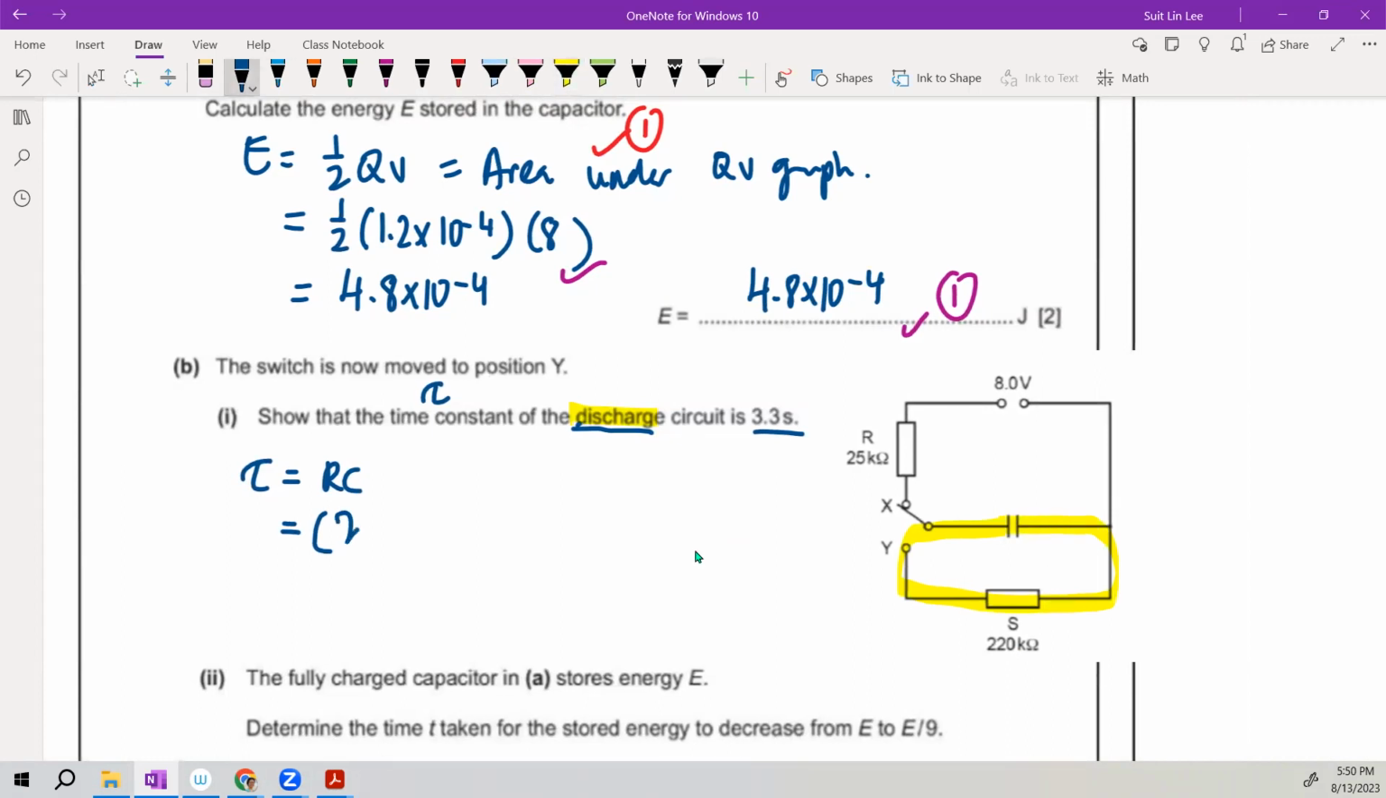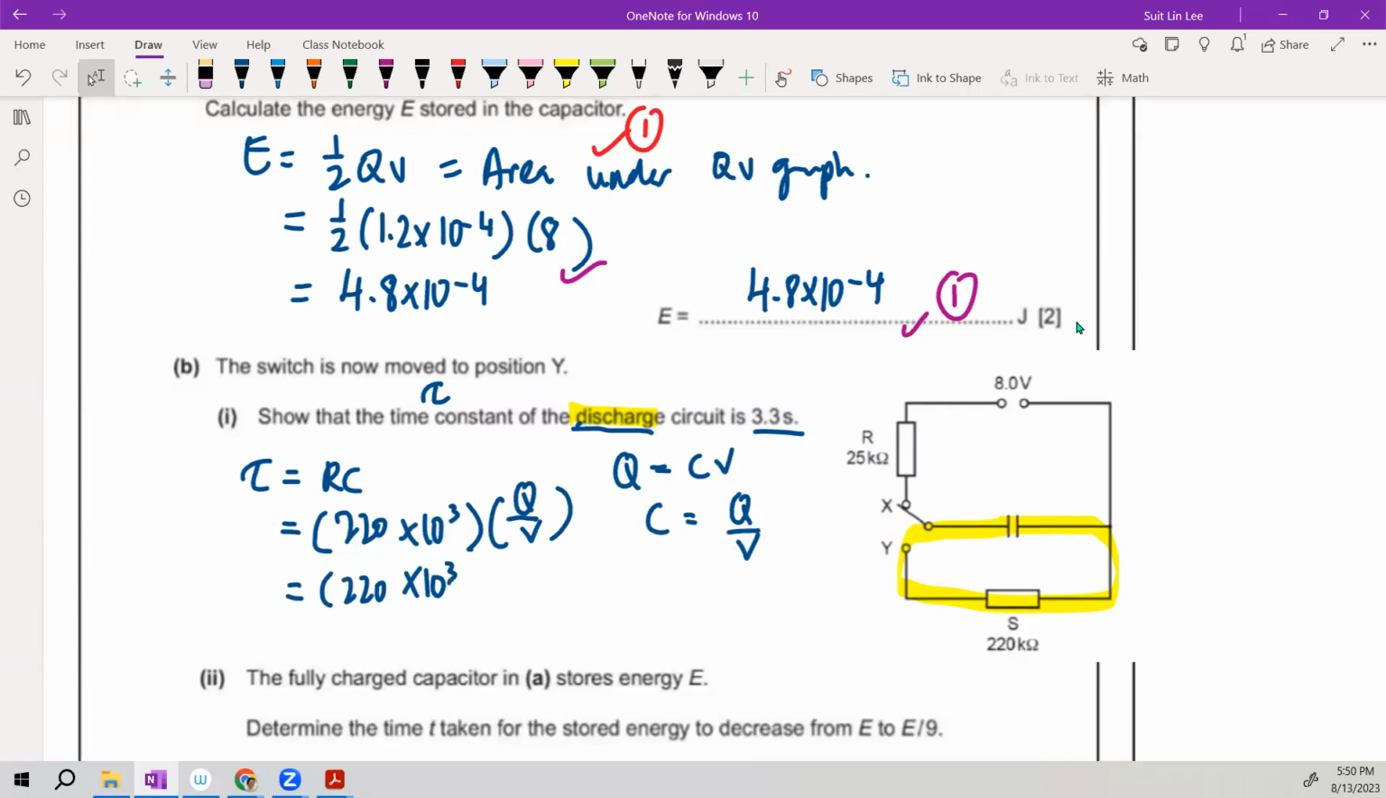So this will be 220 times 10 to the power of 3. Wait a minute, do we have the value of C? You may be thinking, no, they never give me the capacitance also. Well, you gotta trust yourself. If they never give you, you can find, because Q is equal to CV. So C is Q over V. So meaning here I can put Q over V.